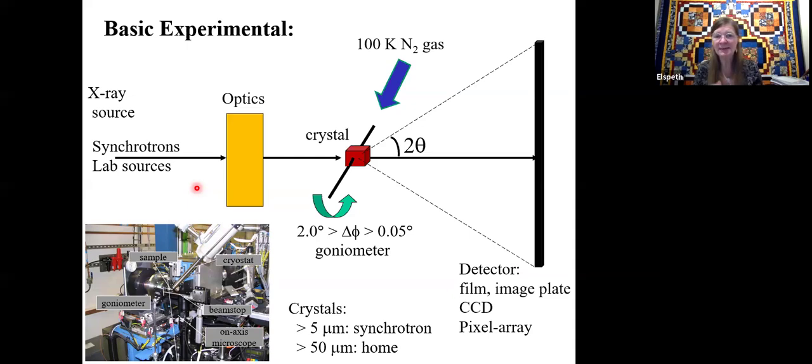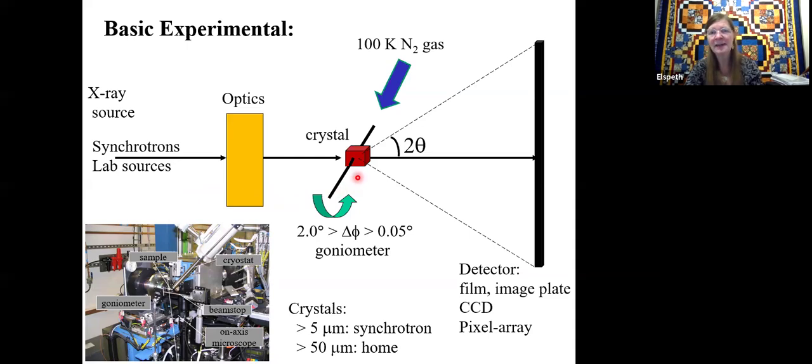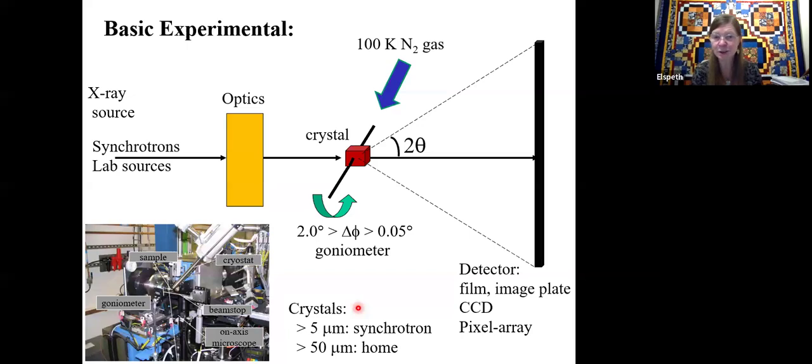onto the crystal. And in this diagram, the crystal is incredibly out of proportion because it wouldn't even be 1 pixel of the picture. And then commonly we have 100 Kelvin nitrogen gas coming onto the crystal to cool it down in order to slow down the rate of radiation damage, which I'm now going to talk about a little bit. So we can use 5-micron crystals now at the synchrotron because the beams have such a high flux density, and we need about 50-micron crystals at home. So these are small and we have to deal with them under the microscope.